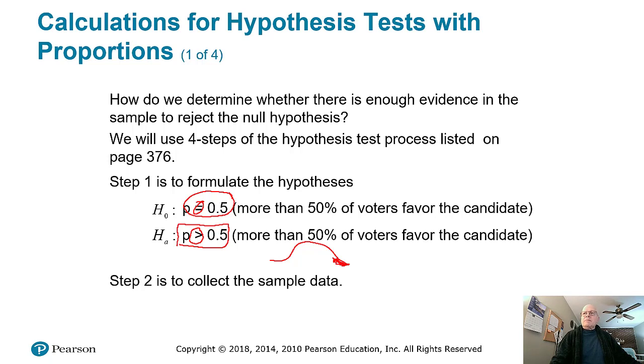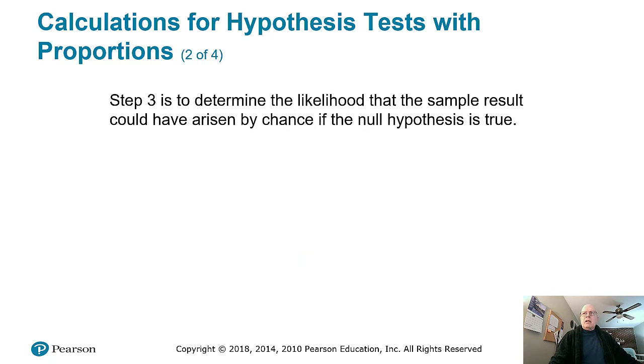Collect the sample data. Actually, one thing we should do before we do that, we should decide on the level of significance. Otherwise, we might tend to cheat on this one. So there's our p hat. Step 3. What is the chance that sample result is over 50%? Is it by chance, or is it likely that the null hypothesis is true?